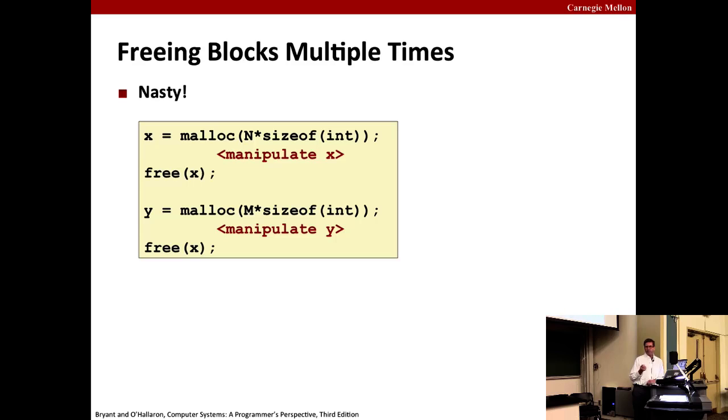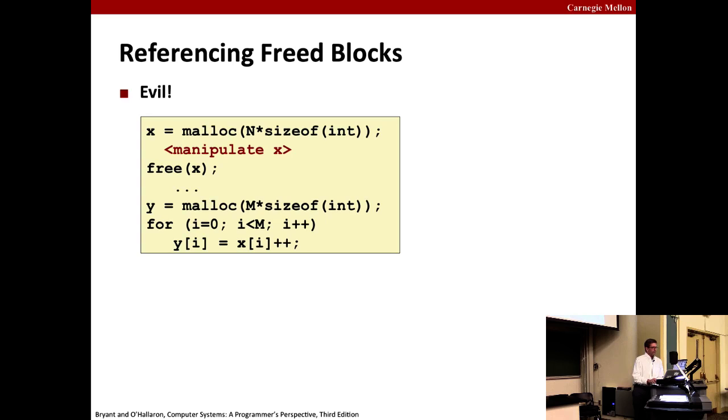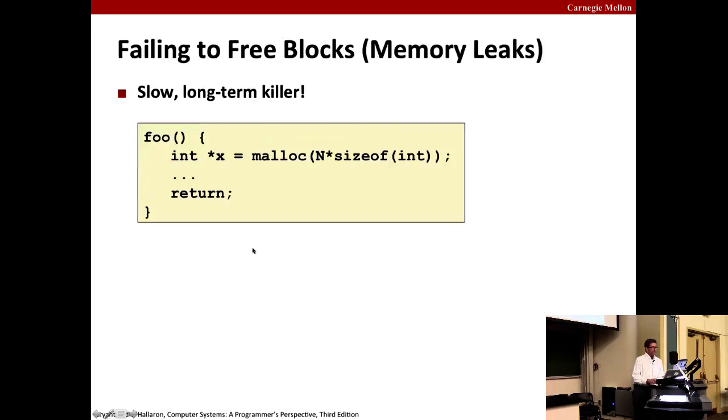Another terrible mistake, this is a really bad one, is freeing a block multiple times. Now you know from your understanding of malloc that free actually writes to the heap, right? It's coalescing, it's changing pointers, it's changing block sizes. So if you free a block that's already been freed, terrible things will happen. Another thing you can do wrong is to reference a block after you forget that you freed it. So here we free this block X, and then we're referencing it here.